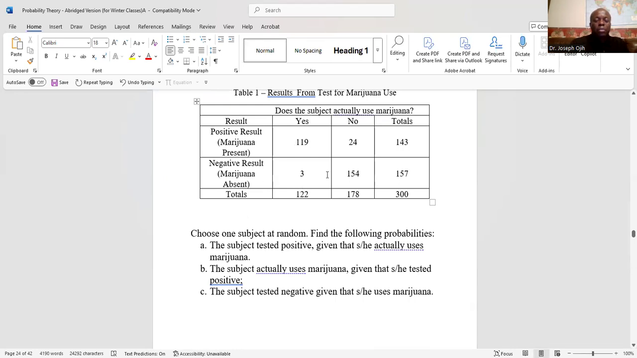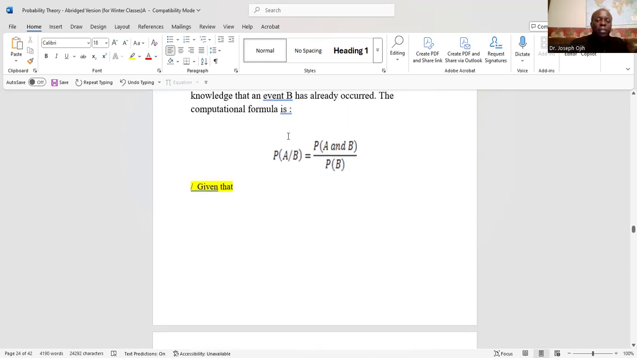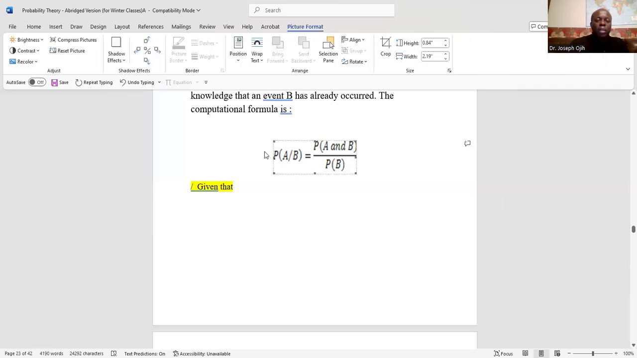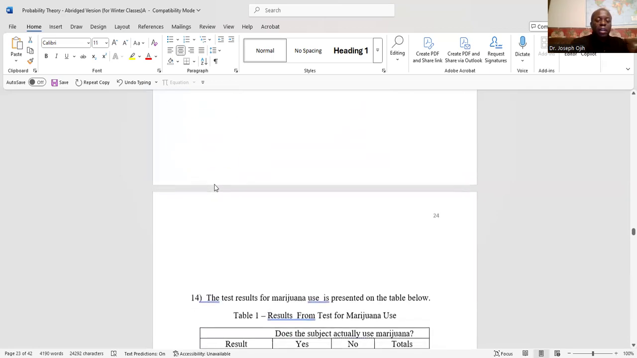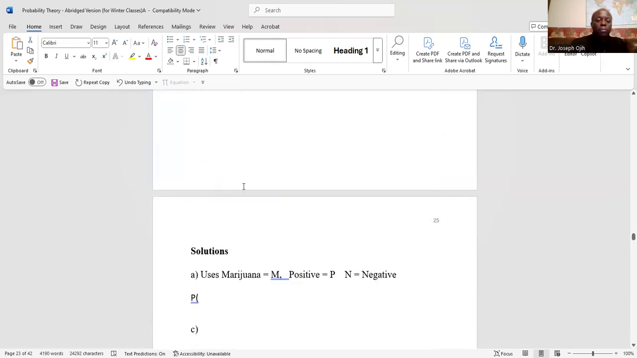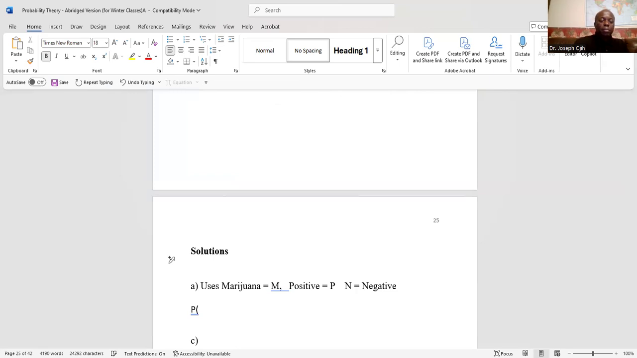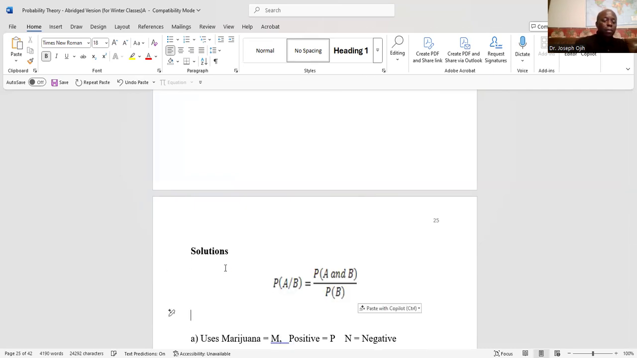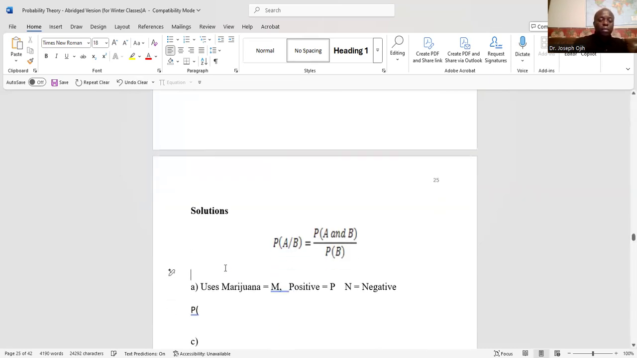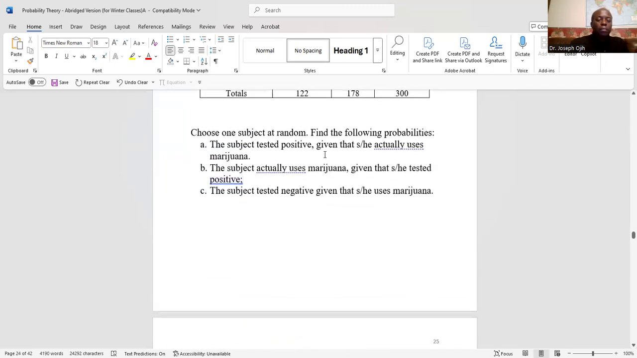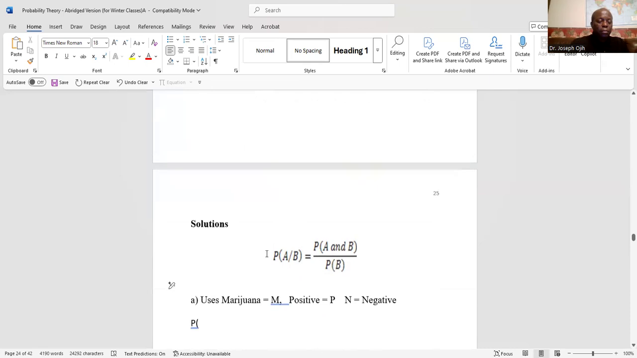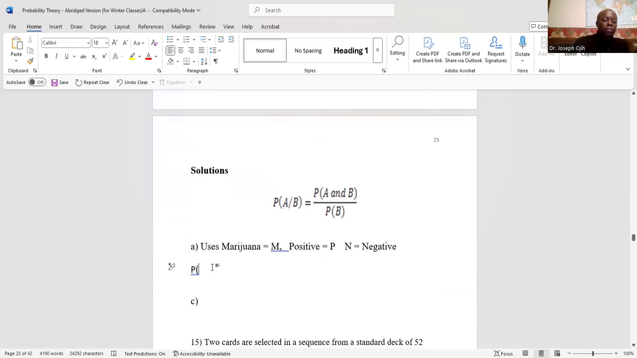This is positive. Now, I want to put this formula down here so we can be looking at it as we solve this. Okay? Let me bring it down there. That's the formula we'll be using. I will place it right here. That is the formula. So, tested positive, given that he uses marijuana, positive P.